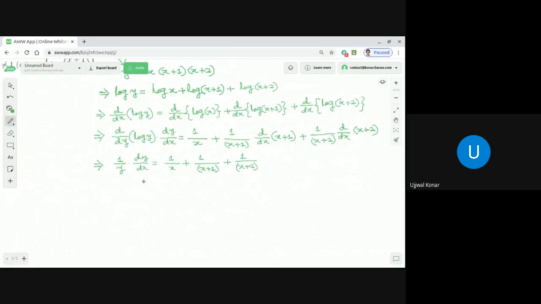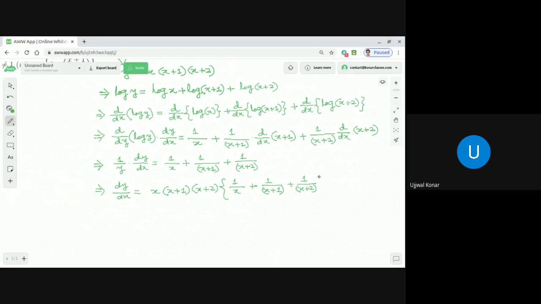So from here, what do we get? From here we get dy/dx is equal to y into all this stuff. Correct or not? What is y? y is nothing but x into x plus 1 into x plus 2, into 1 by x plus 1 by x plus 1 plus 1 by x plus 2.